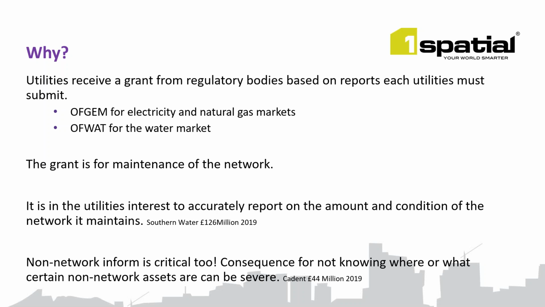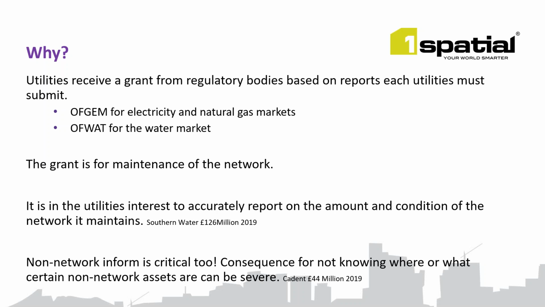Southern Water found themselves being hit with a £126 million fine for inaccurately reporting the quality of the water that they were supplying, and Cadent found themselves hit with a £44 million fine for missing non-asset information. So it's critical that we know the location of these assets and the accuracy of what's happening within the network, and all the missing information can lead to some quite severe fines.